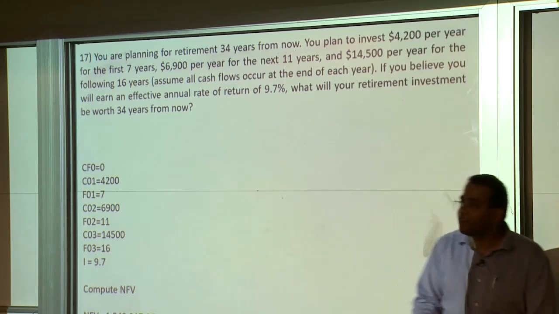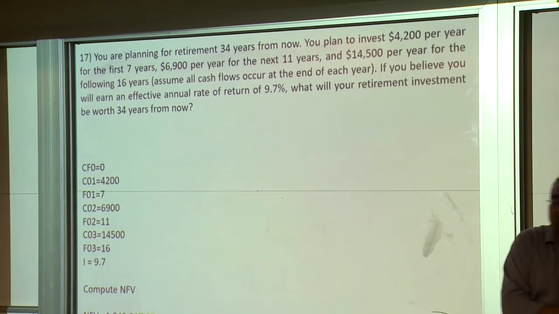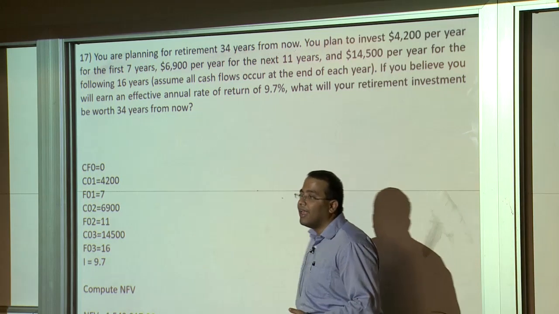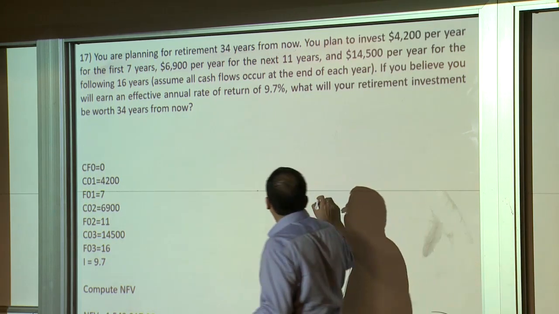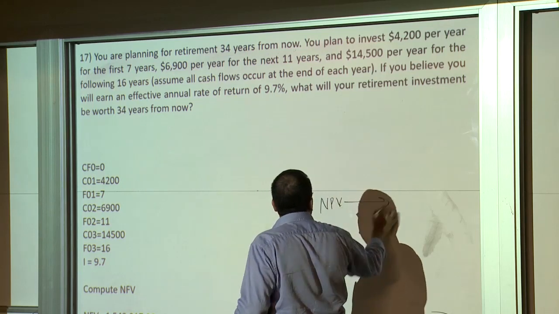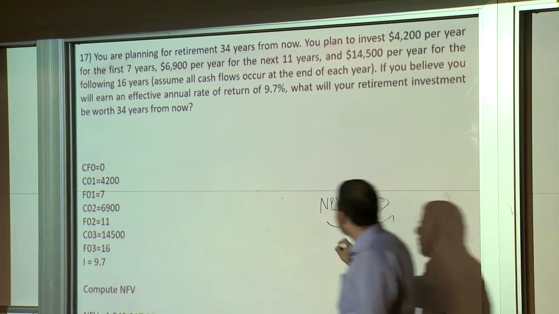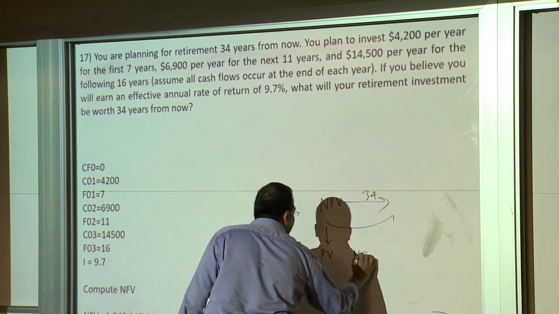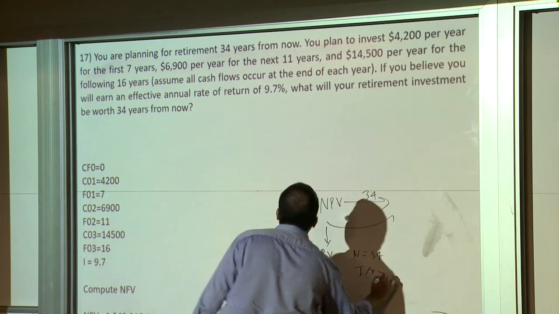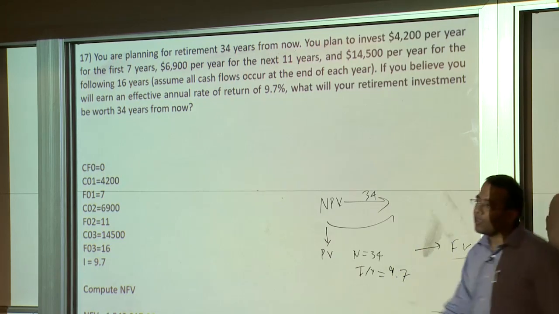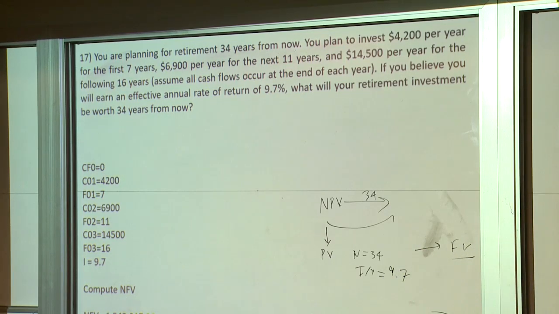And for those who don't have the NFV functionality on your calculator, calculate the NPV, and then compound it for 34 years to get the NFV. You find the future value of this amount by putting in this as the PV. You put N equal to 34, you put I/Y equal to 9.7, and then you compute the FV. So this is 1542 and so on.